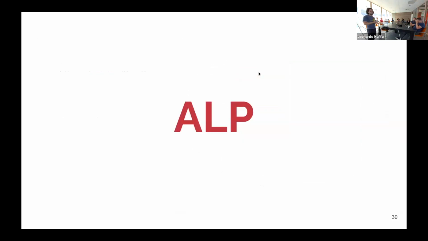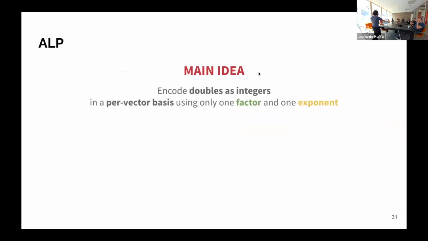So now it comes to ALP. Leveraging all of these ideas, we developed ALP, and as I have mentioned throughout the presentation, the main idea of ALP is to encode doubles as integers on a per-vector basis. So we're thinking in vector basis, not value basis. For each vector, we're only going to use one factor and one exponent. And then the integers are further encoded with frame of reference compression. Since now we have small integers, it's very easy.